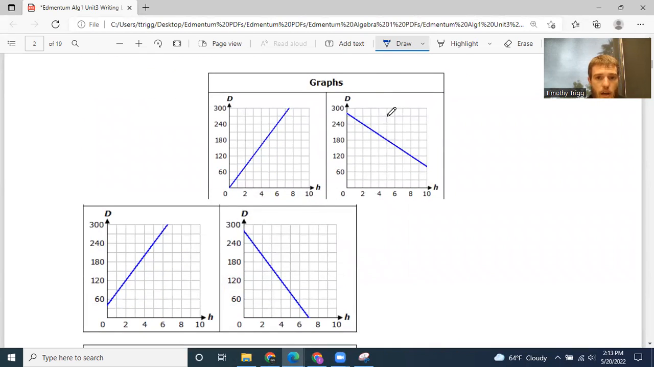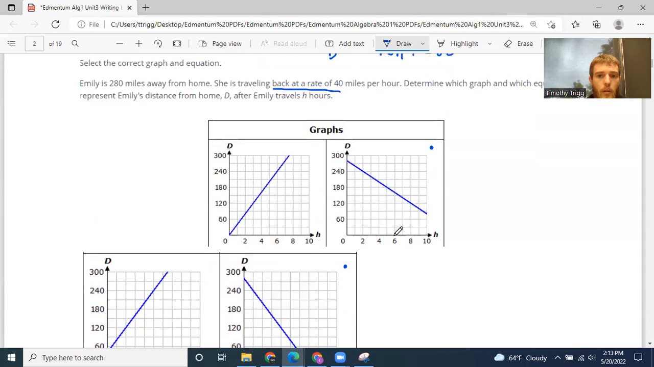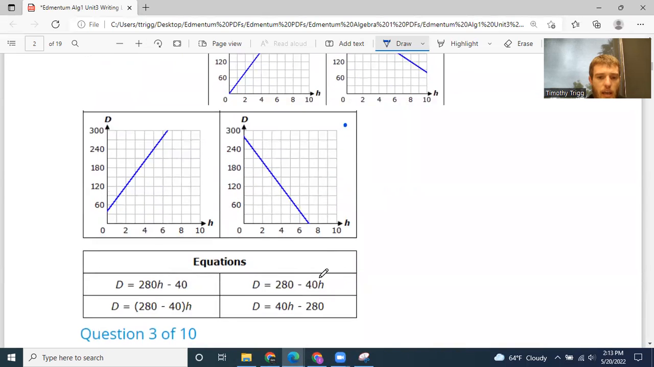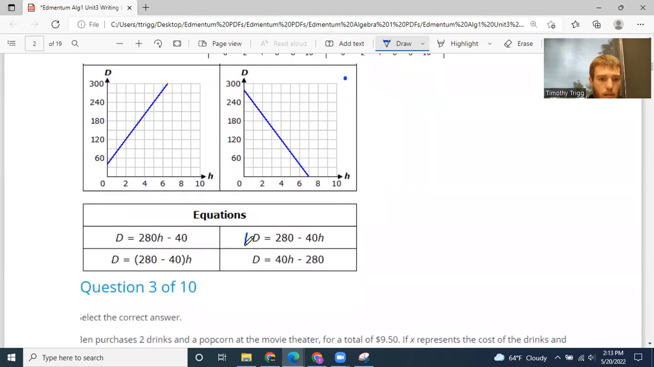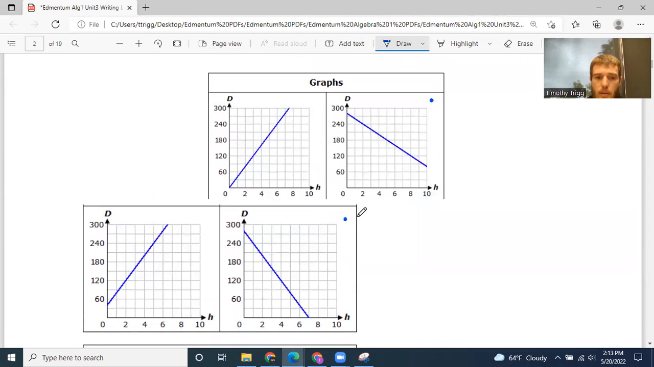Okay, so that's either this graph, maybe. I'll put a dot for the maybes. Or maybe it's this one, because this one also has a y-intercept of 280. Okay. I know which answer it is down here. It's going to be this one. Here they switched where the negative 40h and the 280 are, but that's not going to trick us. Okay, but it's one of these ones.